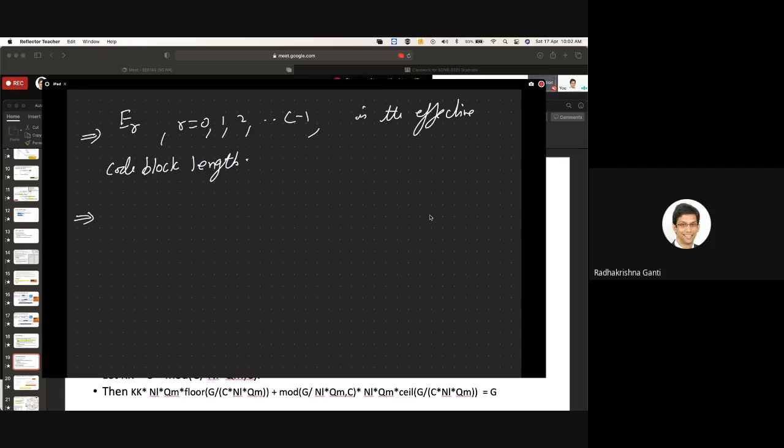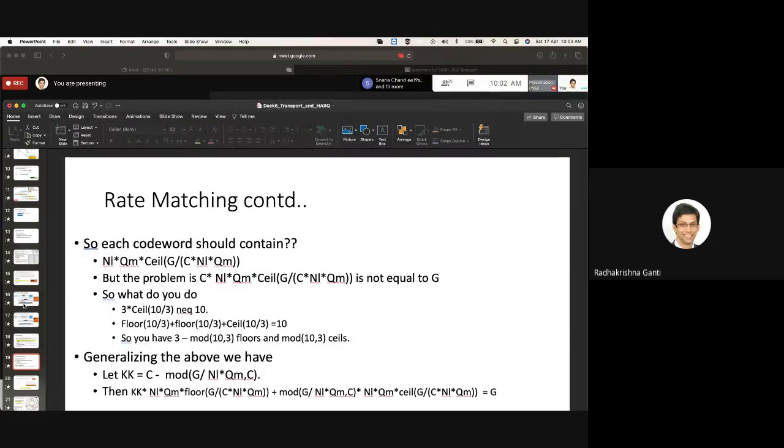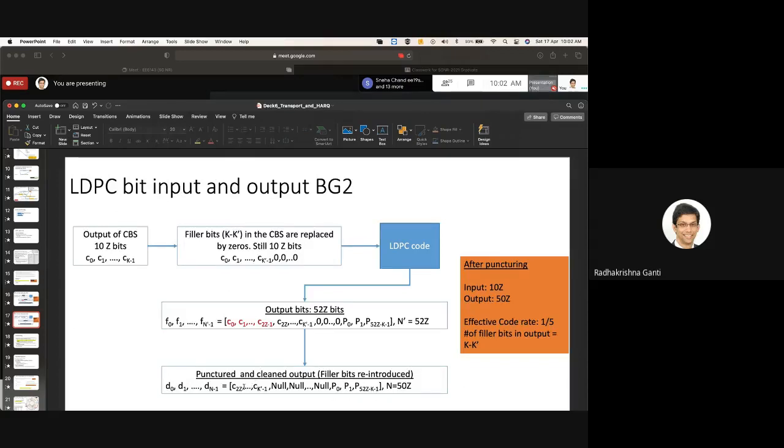Now, what is coming out of your LDPC? Out of your LDPC, how many bits are you getting? You are getting totally... let's see how many bits we were getting out of LDPC. For each code block, after puncturing, how many are you getting?